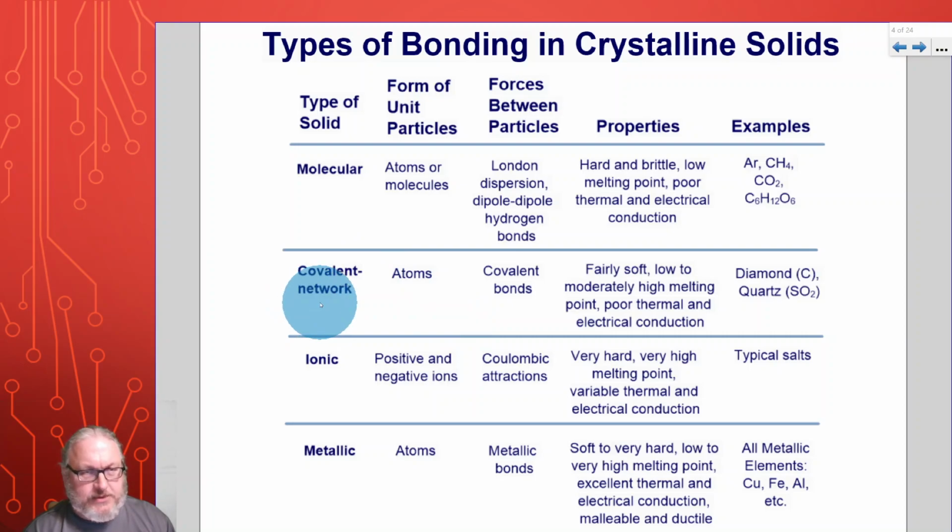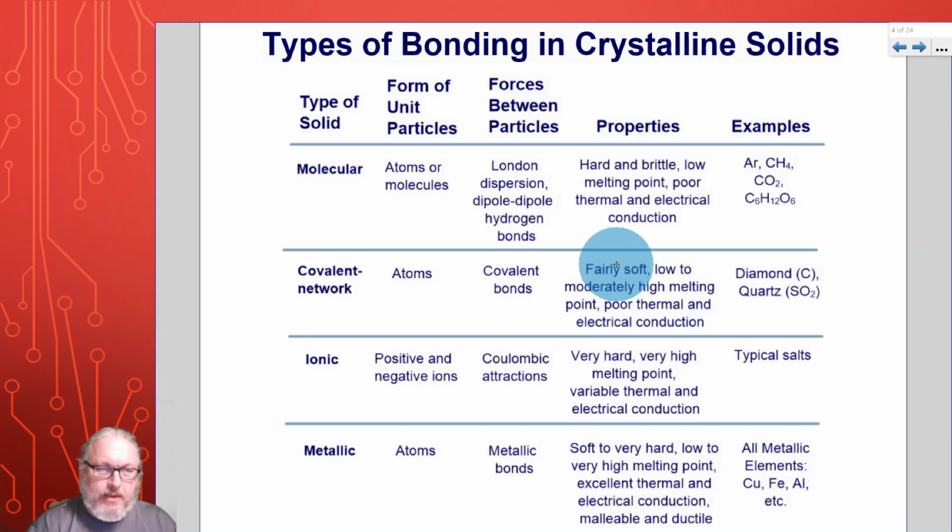Covalent network solids are atoms, and they're covalently bonded. Now these guys are fairly soft. They have low to moderately high melting points and very poor thermal and electrical conductivity. Think diamond, think quartz, silicon dioxide.